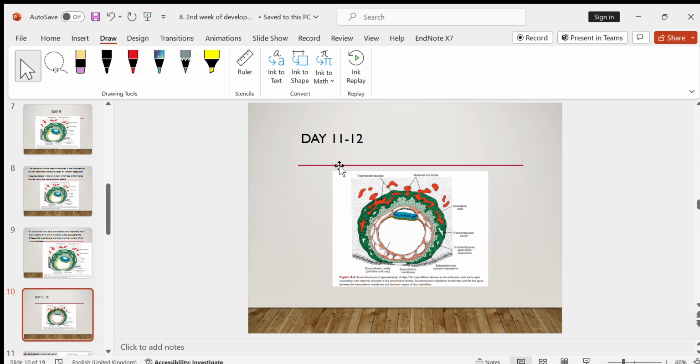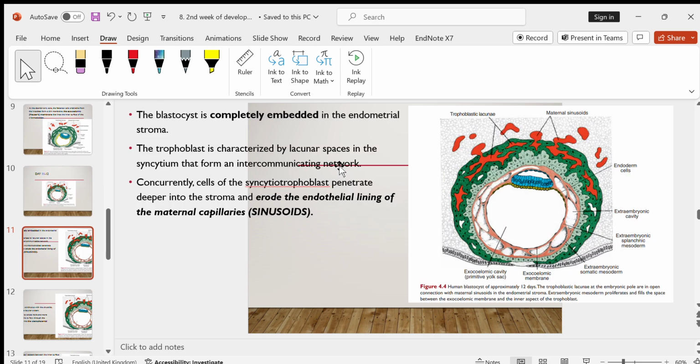Next are days 11 and 12. What happens on days 11 and 12? The blastocyst is completely embedded in the endometrial stroma now. It is not partially embedded, it is completely embedded by now. And the trophoblast, as I've told you in the previous slide, had the lacunae, hence the lacunar stage. That was day 9. That was the lacunar stage.